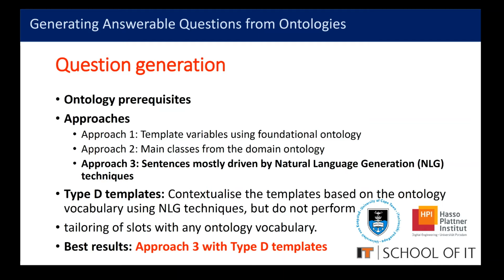We investigated three approaches. First, templates variables using foundational ontology categories. Second, using main classes from the domain ontology. And third approach, sentences mostly driven by natural language generation techniques.